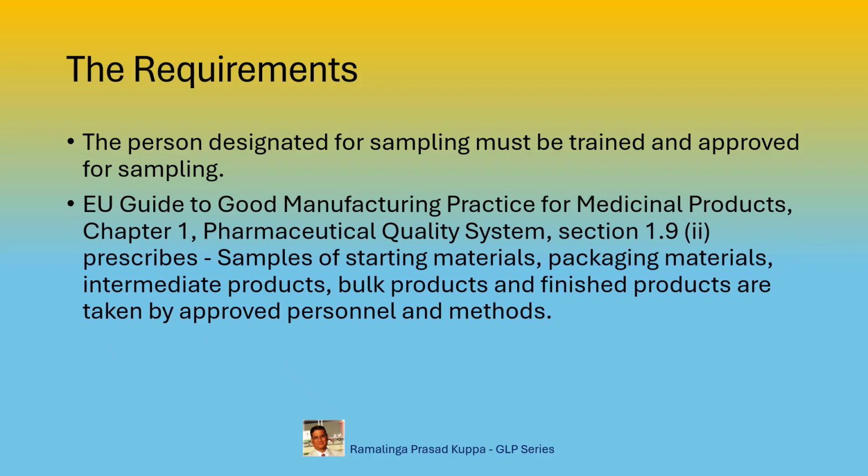EU guideline to good manufacturing practice for medicinal products, Chapter 1, Pharmaceutical Quality System. Section 1.9.2 prescribes that samples of starting materials, packaging materials, intermediate products, bulk products, and finished products are taken by approved personnel and methods. This is the prescription of the EU guide to GMP. This guide has elaborate and detailed explanations. We may go through the guideline.